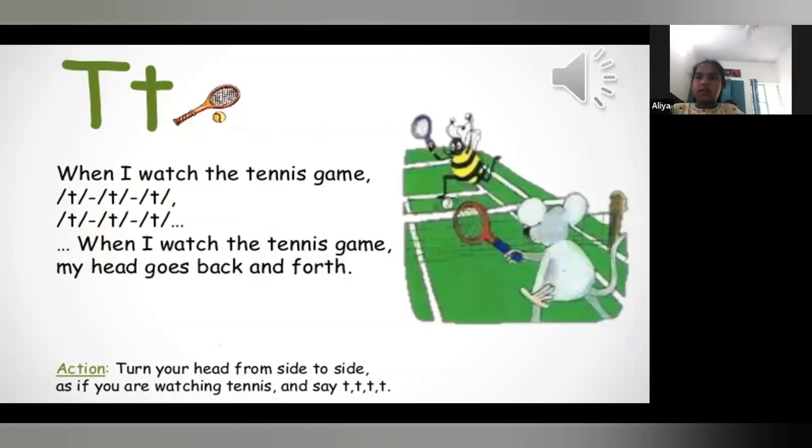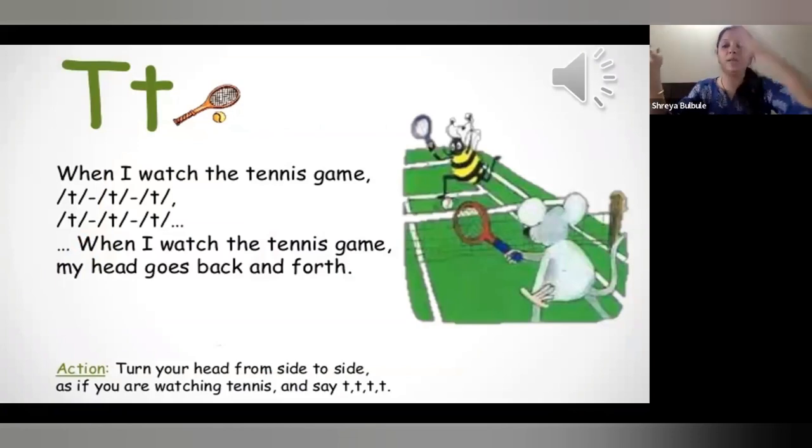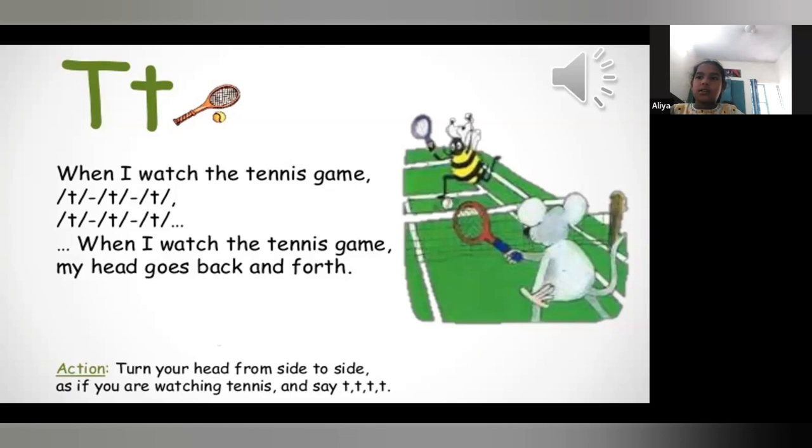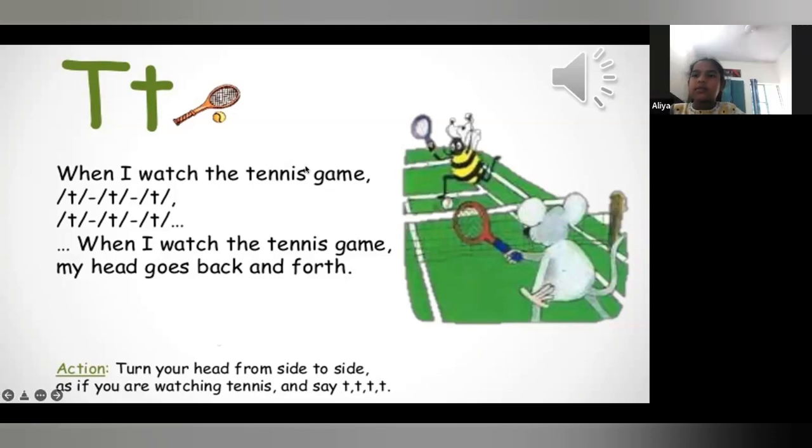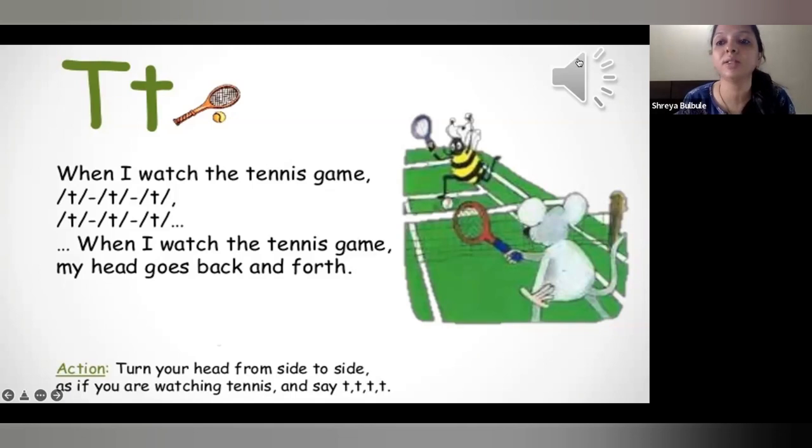There are two players in tennis, no? And the ball goes here and there. Everybody hits. So when each one hits, you pretend you're watching tennis and do the action. Okay. So what is the sound of T? Yes. So listen to the song again. You can hear the sound here.